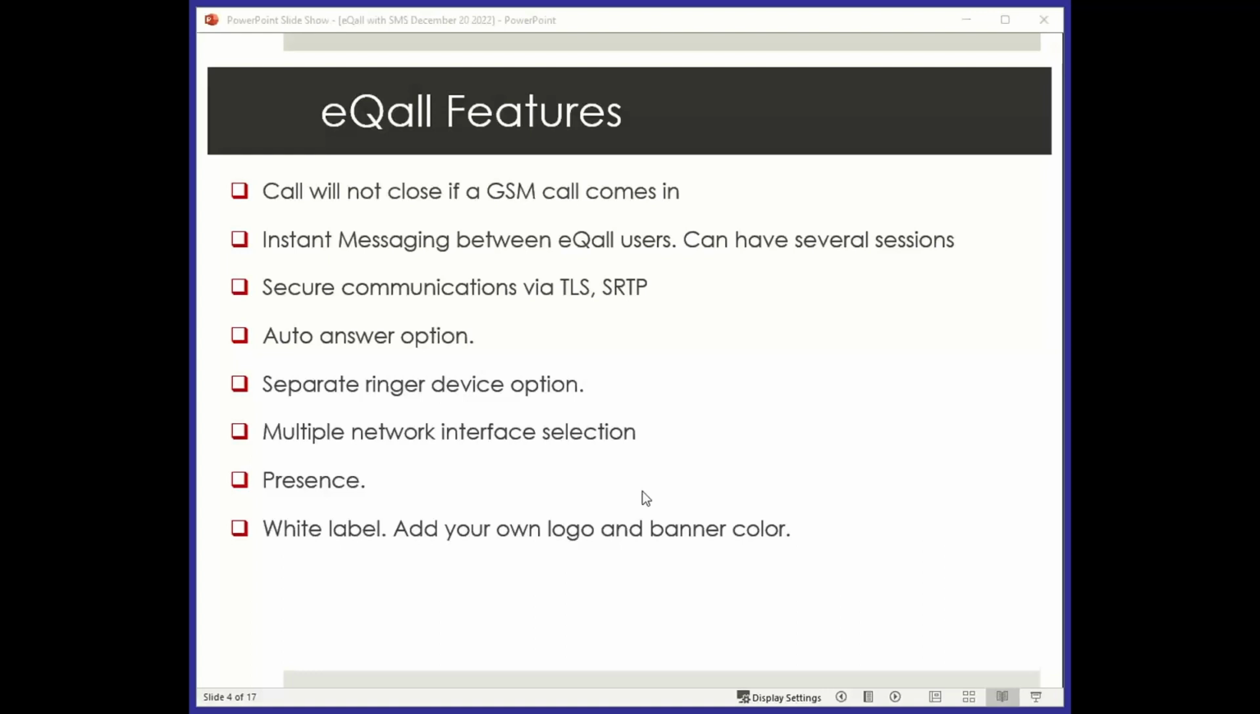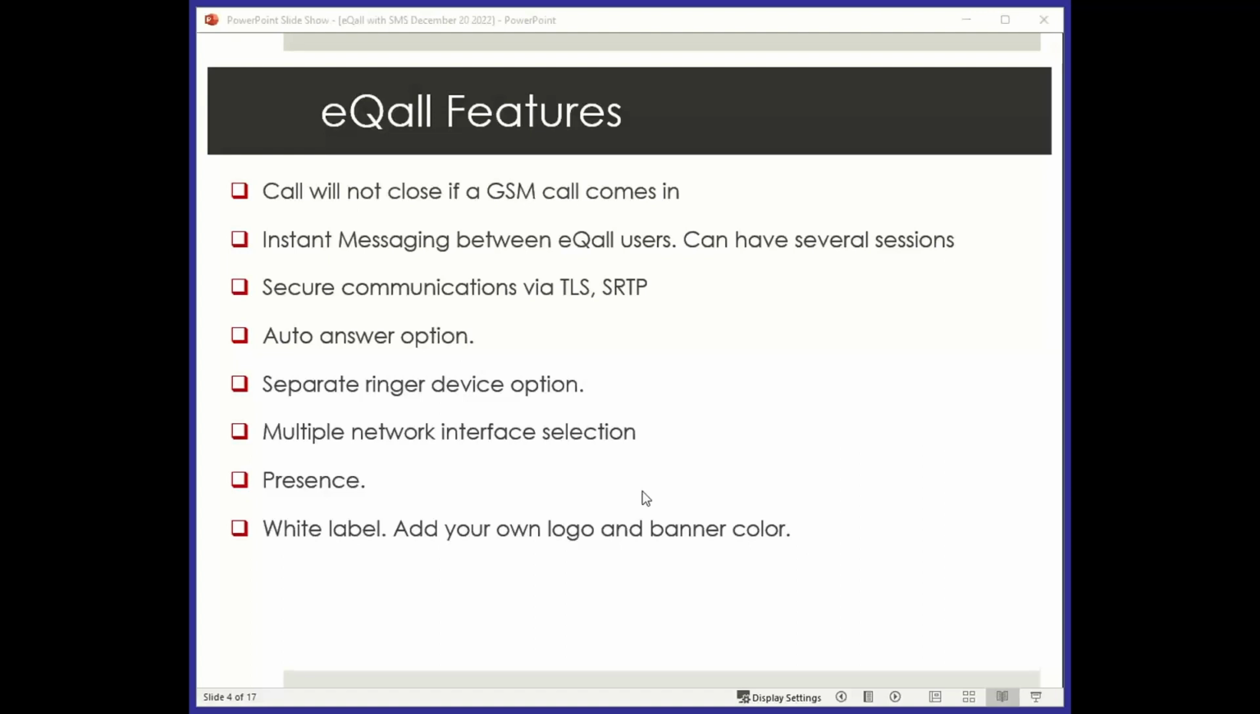And if you want to have a separate ringer device, for example, I'm using a headset now with eQall. If I walk away from my laptop and a call comes in and I don't have my headset, I can have a separate ringer device, for example my laptop speaker, ring on an incoming call, and I can come running to my desk, put on my headset, and then answer the call with eQall. So you can have a separate ringer device.